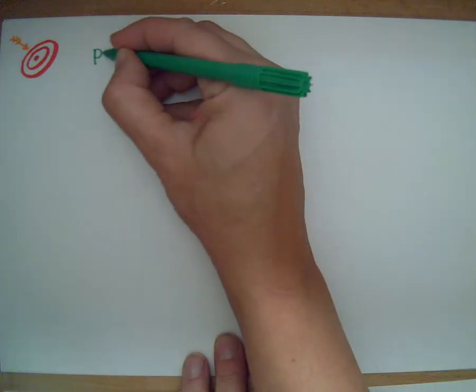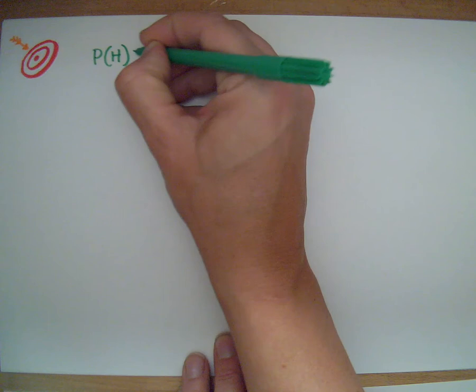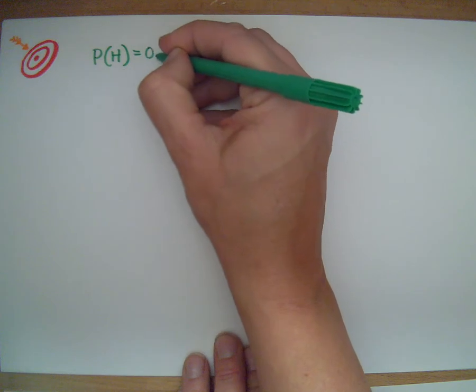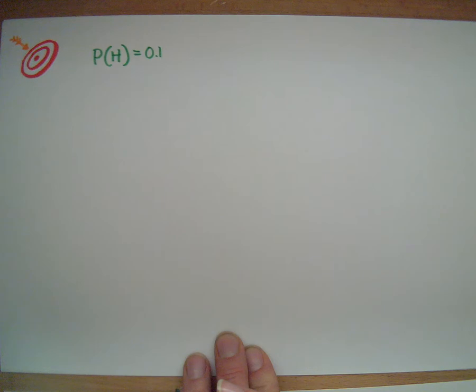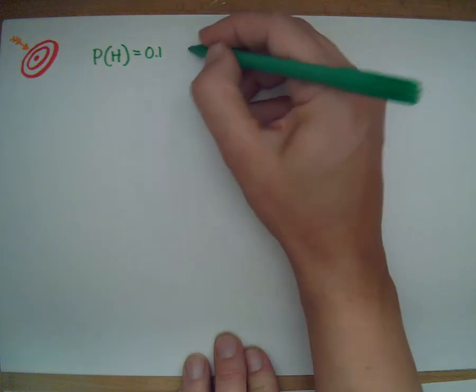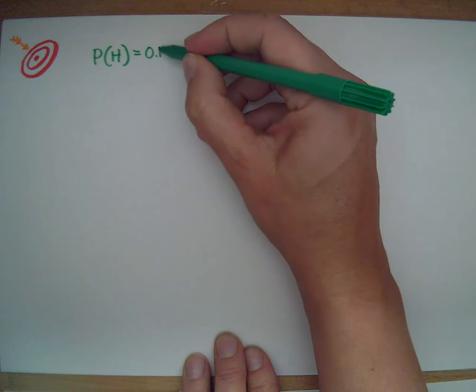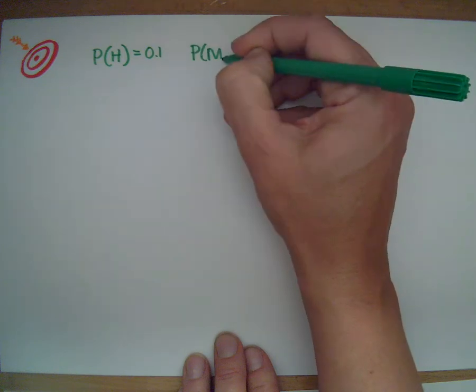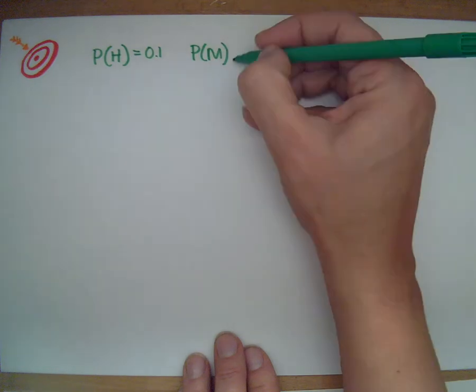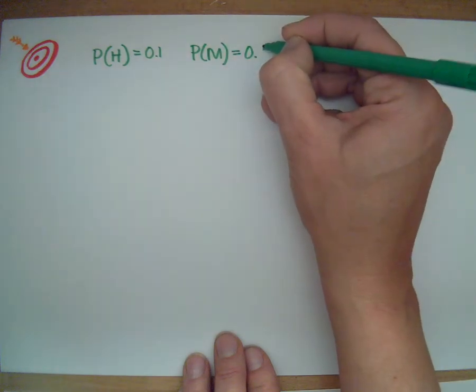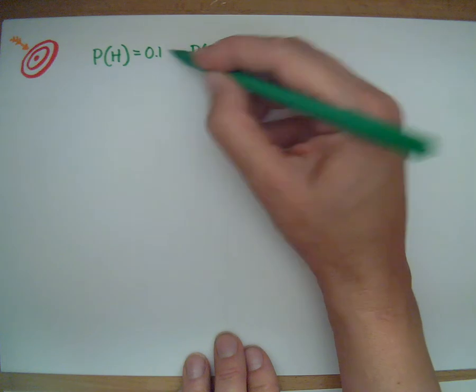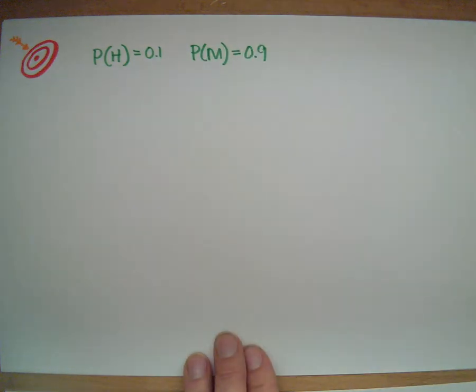There's a dartboard, and let's say my chances of hitting the bullseye are 0.1. So the probability of a hit is 1 out of 10, 0.1. Automatically then, the chances of me missing are the other 9 out of 10, right? Probability of a miss is then 0.9. They add up to 10 out of 10, which equals 1. Okay. These are the chances of hitting and missing.